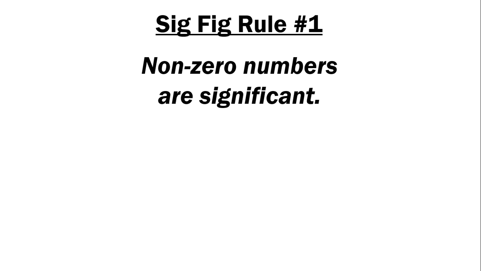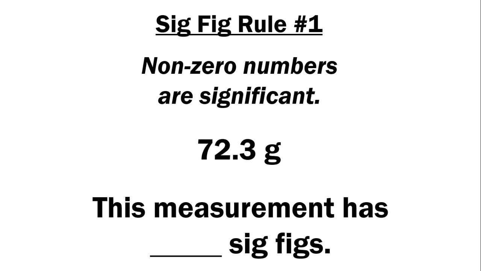The first rule for determining the number of sig figs in a measurement is that non-zero numbers are significant. So if you have the numbers from 1 through 9, they will always count. In this case, the measurement of 72.3 grams has 3 sig figs.